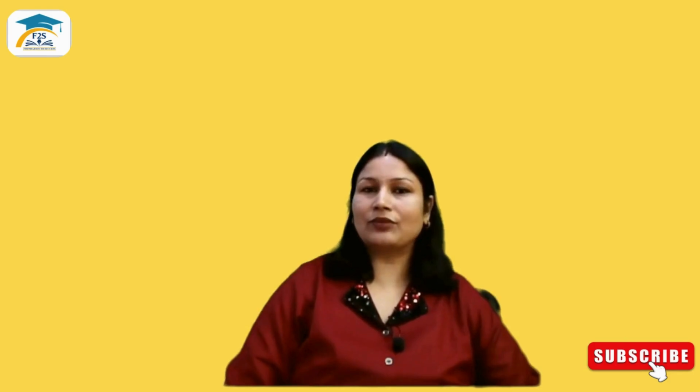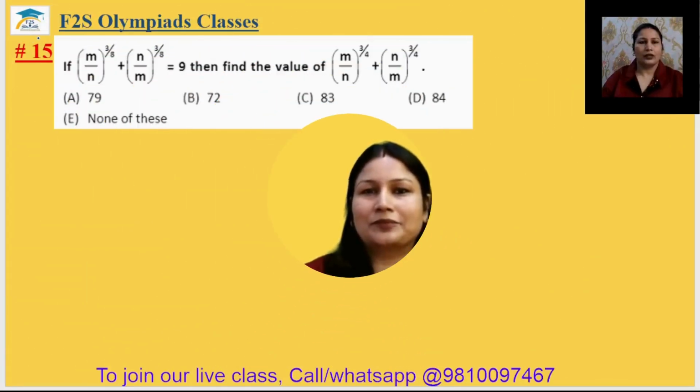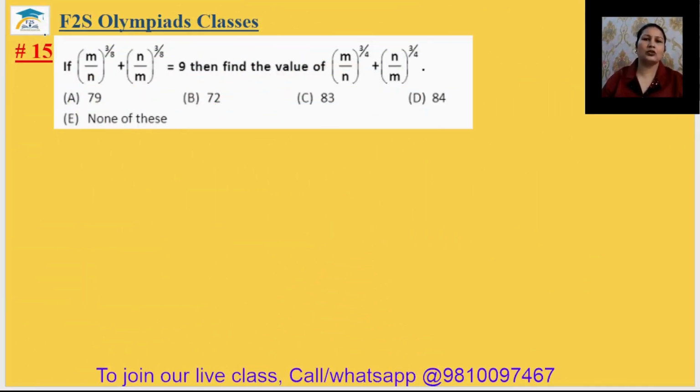Now let's start with the worksheet questions. Grade 7 Comprehensive Book Chapter 2. Okay, question number 15. (m/n)^(3/8) + (n/m)^(3/8) = 9. Then find the value of this plus this.